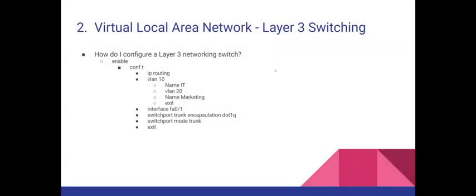So what do you need to do if you want to configure a layer 3 switch? Well, it's fairly easy. Enable, config t, ip routing. That basically says that you want to route with the switch. Set up the VLAN like we did before. Select the interface you want to do your trunk on with the encapsulation dot1Q, switchport mode trunk, exit. Fairly easy.